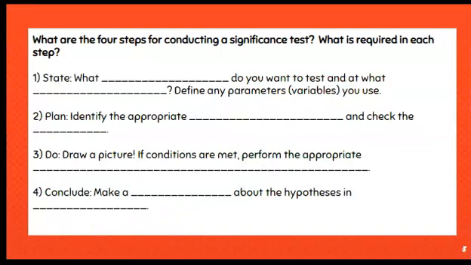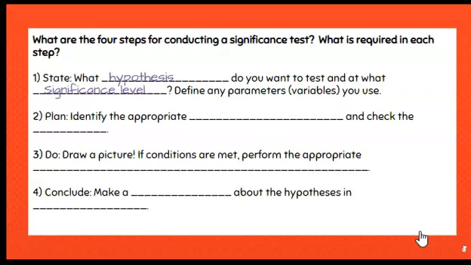As we do a test, we're going to do 4 steps, and here's what's required for each step. First is the state step. You're telling me the hypothesis you want to test and at what significance level. You also want to make sure that you define the parameter. Tell me what p represents, the proportion of what. Define the parameter in the context of the question.